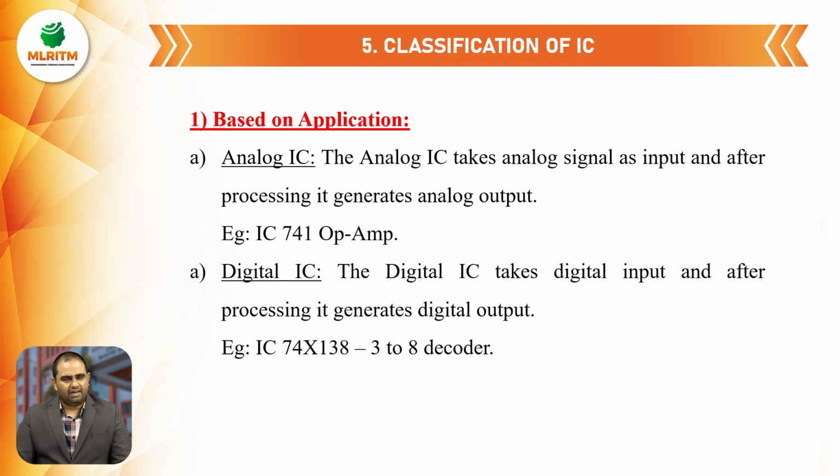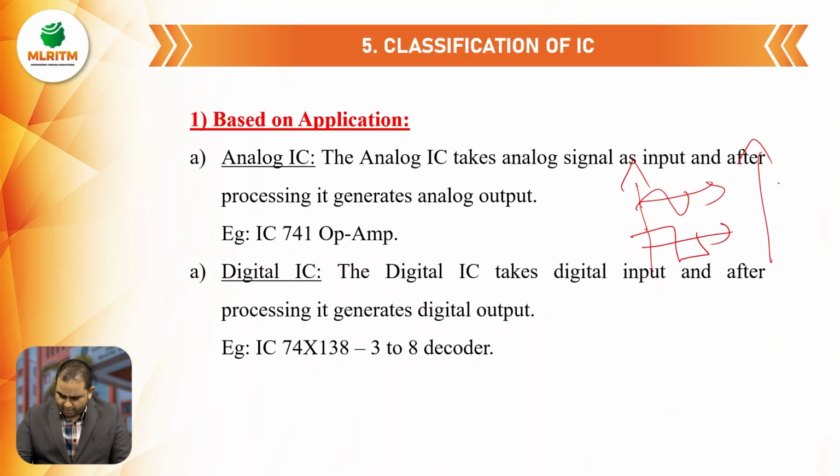What is an analog IC? An analog IC is nothing but an IC that takes an analog signal as input, processes it, and generates an analog signal as output only. The best example is the IC741 op-amp, which will take only analog signals. Examples of analog signals are sine wave, square wave, triangular wave, sawtooth wave, etc. Those are all examples of analog signals.